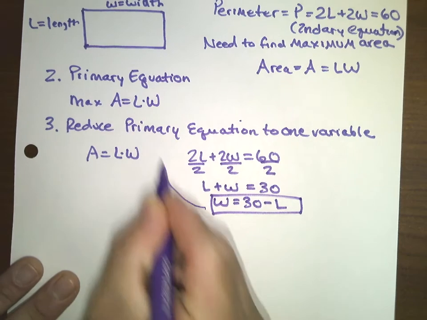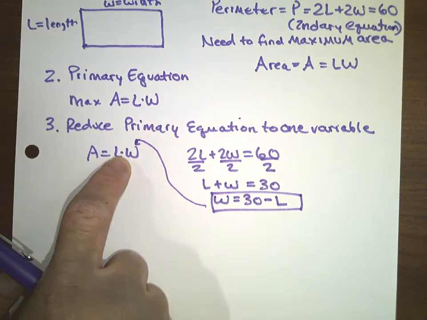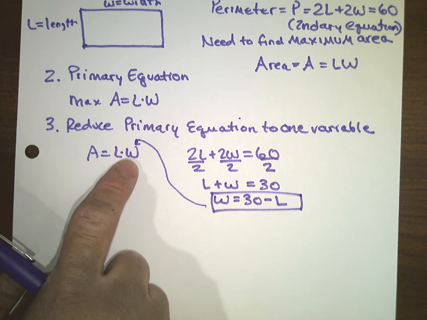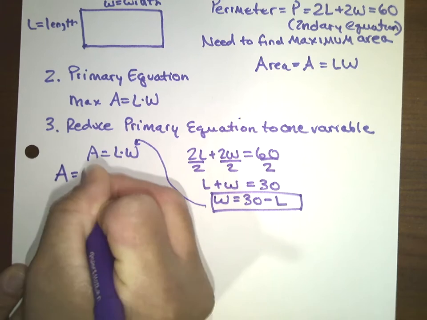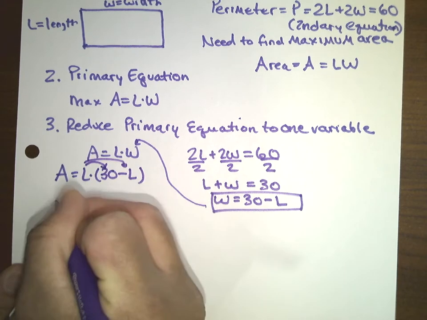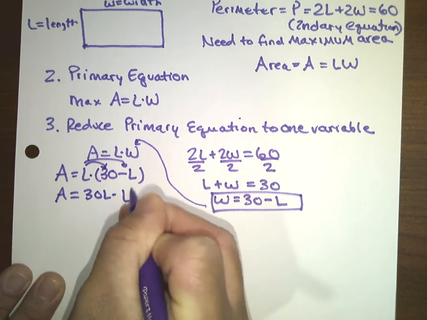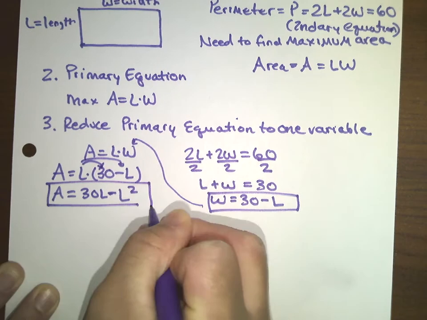Now, I'll substitute that into the primary equation to find out what the equation would look like in terms of one of the variables. So A is equal to L times 30 minus L. Then I'll distribute to get A is 30L minus L squared. And that's just so that when I go on to find the derivative later, I don't have to use the product rule. I'll already have distributed this. All right, so here is the equation I want to use.